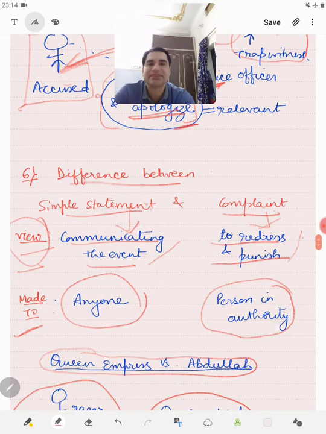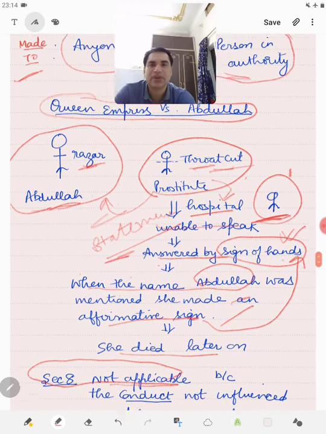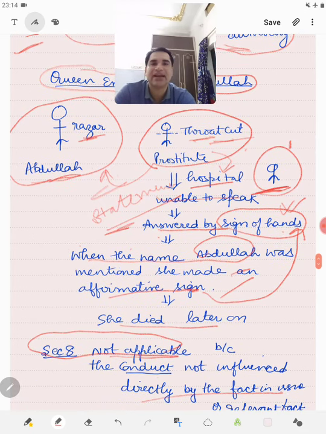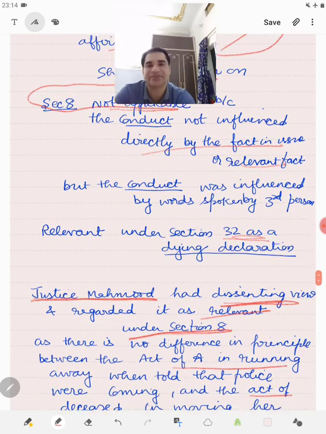Then the difference between a simple statement and a complaint is that a statement is made only with the purpose of communicating the event. A complaint is made with the purpose to redress and punish the guilty. A simple statement is made to anyone, while a complaint is made to a person in authority. Now, we saw that in the case of Queen Empress versus Abdullah, the fact that the victim answered by sign of hands on the question of a third person was held not relevant under this section.